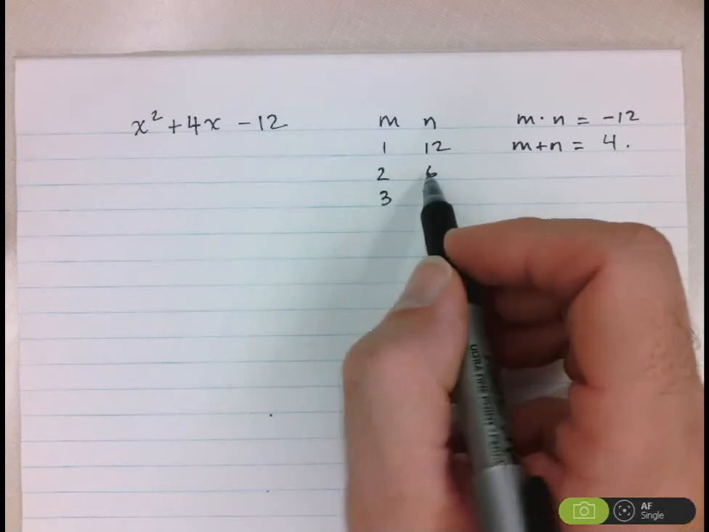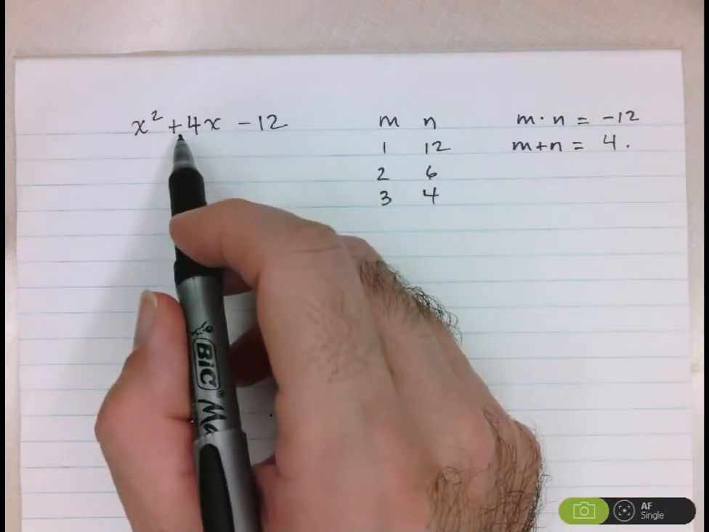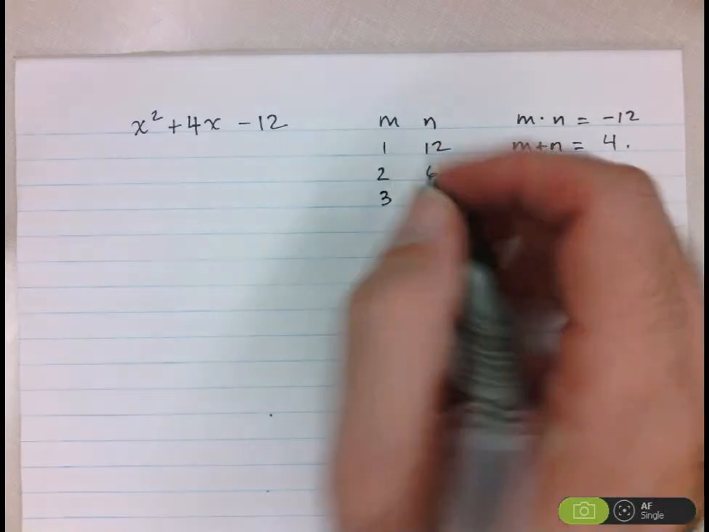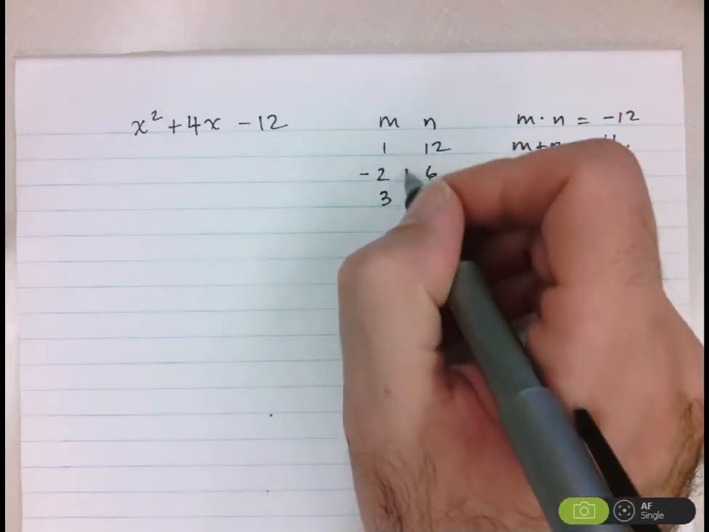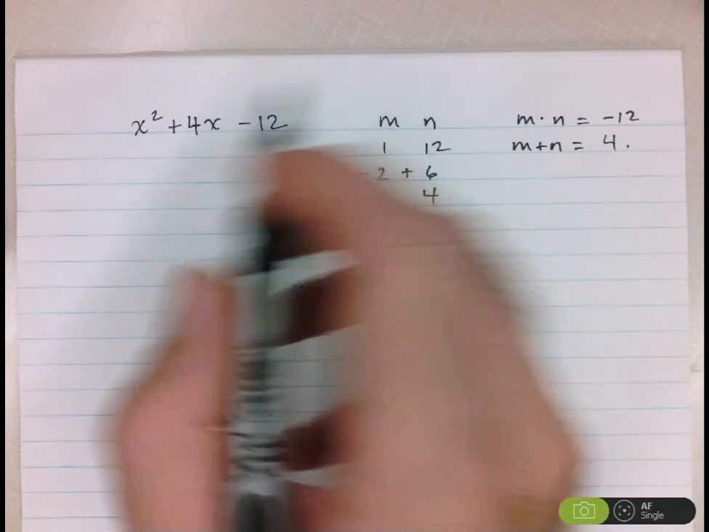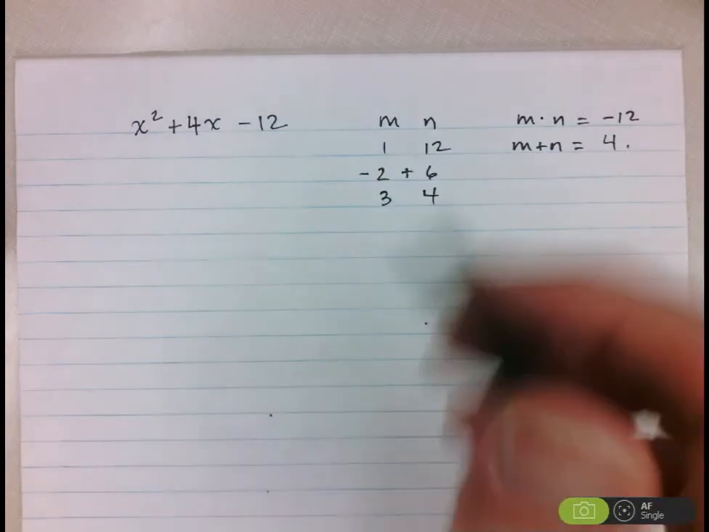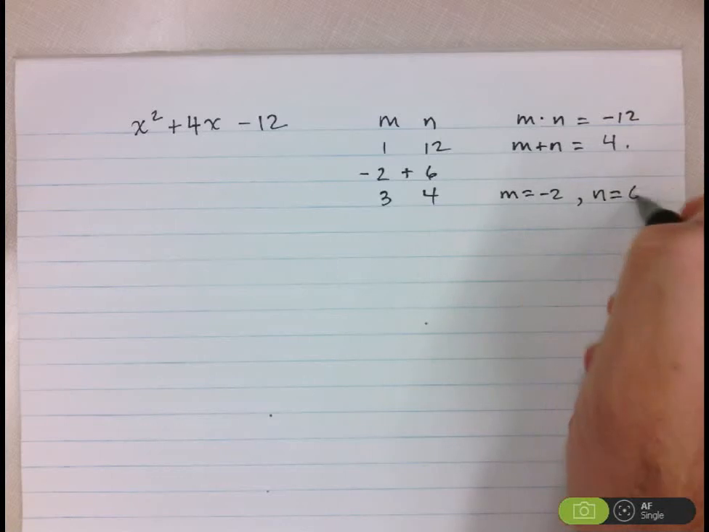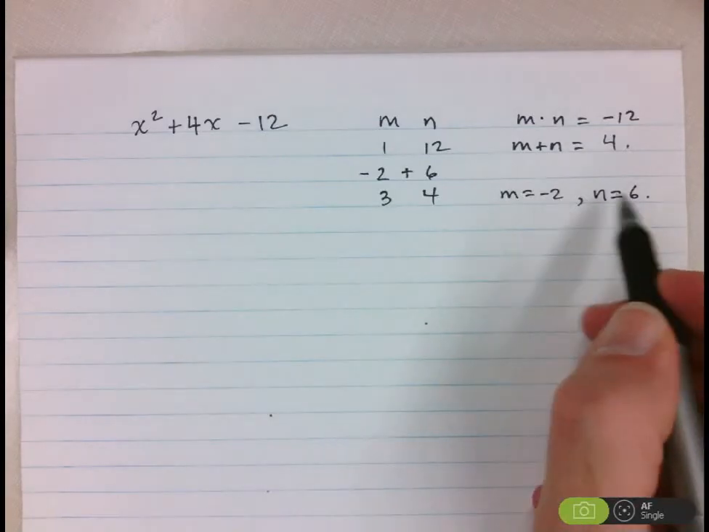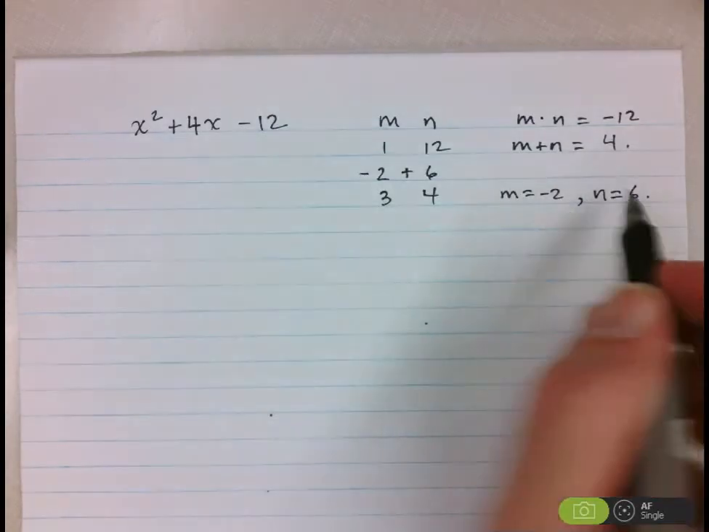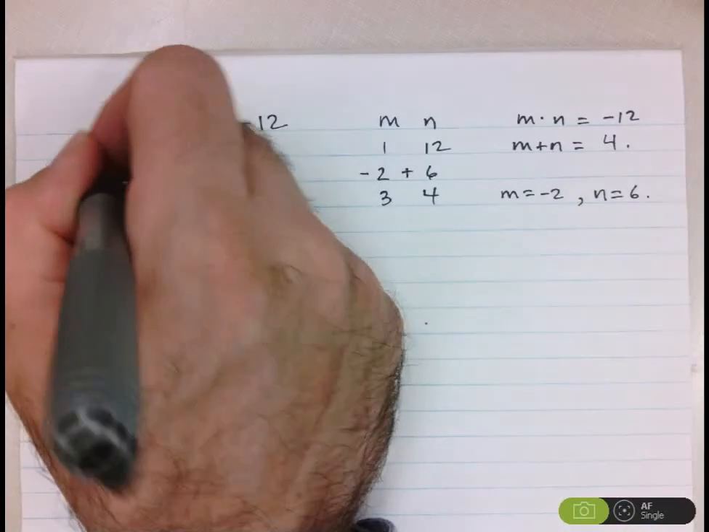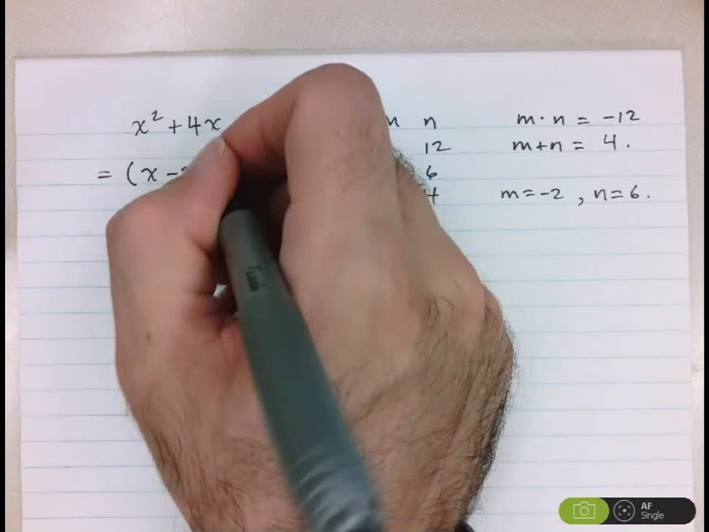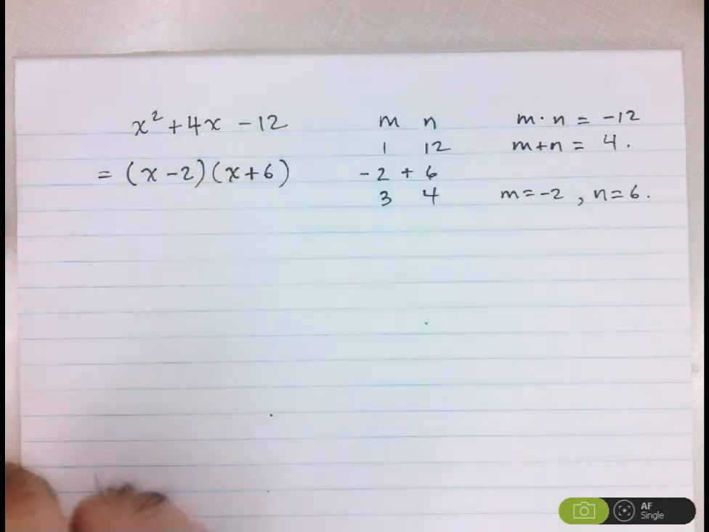Is there a way to combine them to get an answer of positive 4? I could check on my calculator or think about it in my head, and I realize that negative 2 plus 6 is equal to 4. And so my numbers must be m equals negative 2, n equals 6. So I add them up to get 4, and I multiply them to get negative 12. So my factorization here would be x minus 2 times x plus 6.